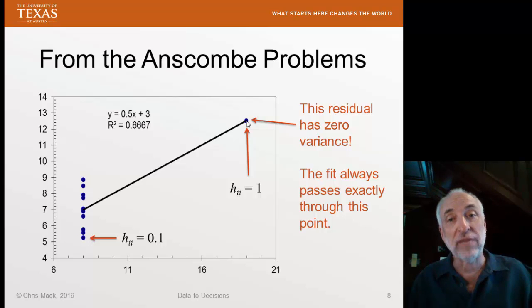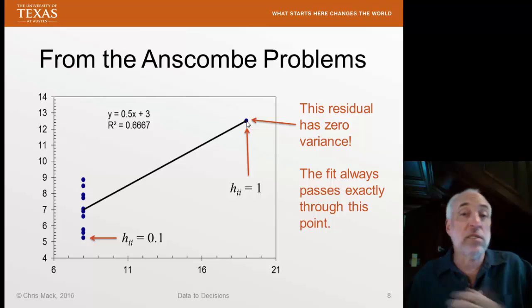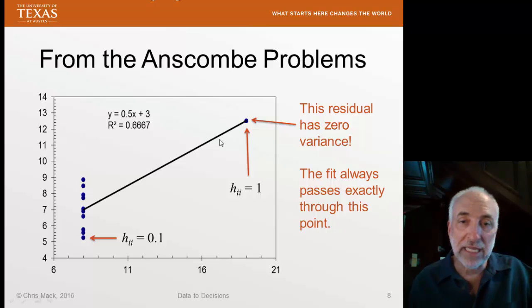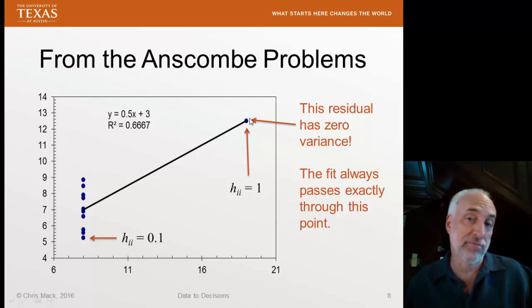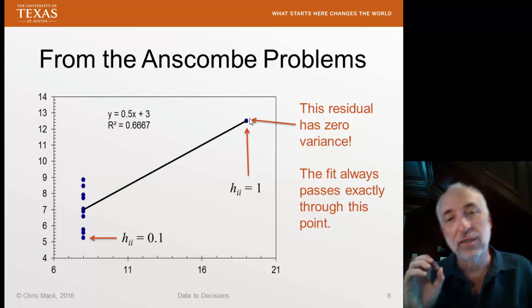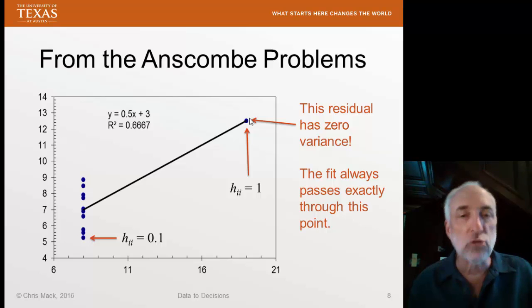Zero residual then therefore has 0 variance as well. That's because the leverage is 1. No matter how much uncertainty there is in the y value, the fit's going to hit it perfectly. So we need to understand this concept of leverage if we want to interpret residuals from our data fit.